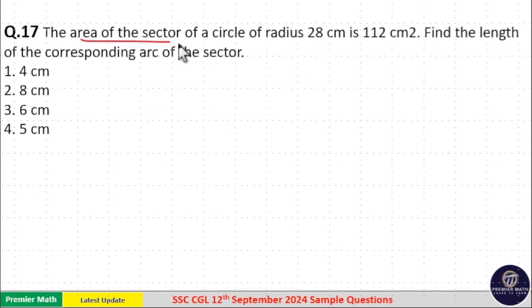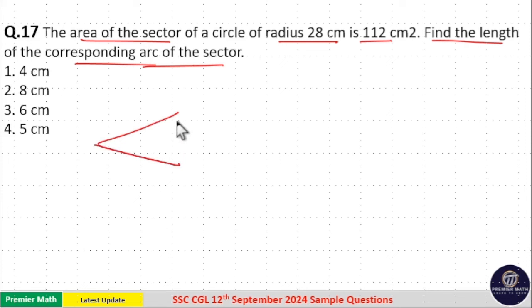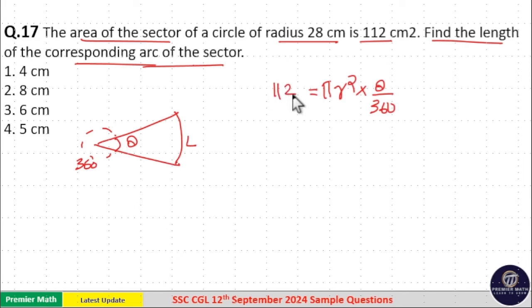Same diagram. The area of a sector of a circle of radius 28 cm is 112 cm square. Find the length of the corresponding arc of the sector. Here this is arc length L with theta. Now the total angle is 360 degrees, and the area of a circle is pi r square. Now the area of this sector is a fraction of pi r square. The fraction is equal to theta by 360. Now this is equal to the area of the sector, which is given as 112 cm square. Now substitute the values, that is 22 by 7 into r square, 28 square.